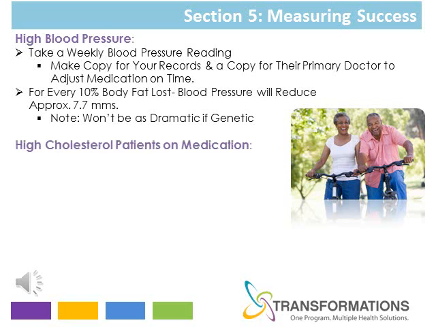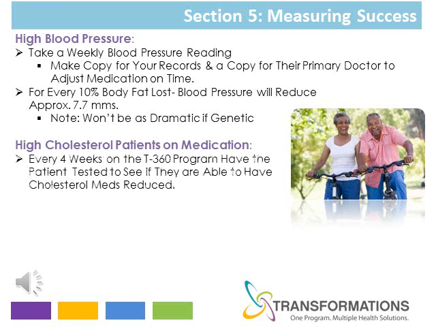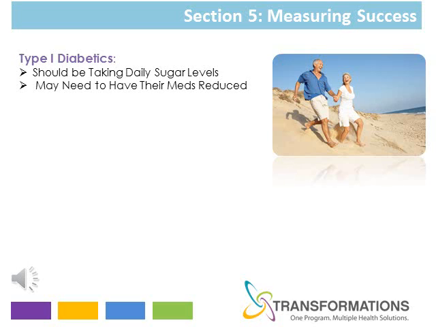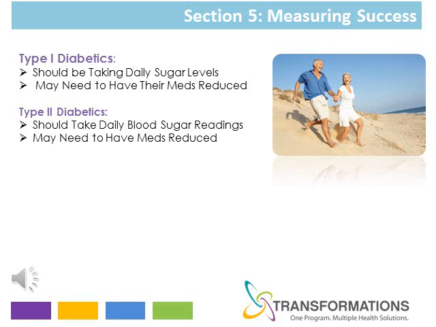High cholesterol patients on medication, every 4 weeks on the Transformations 360 program, have the patient tested to see if they are able to have their cholesterol medication reduced. Type 1 diabetics should already be in the habit of taking daily sugar levels, and there may be a need to have their medications reduced once on the plan, even though they are insulin dependent for life. Type 2 diabetics should also be taking daily readings and may also have their medications reduced once on the plan.